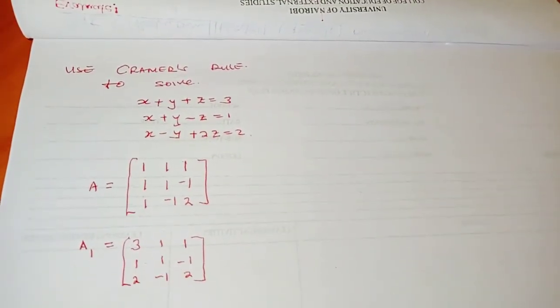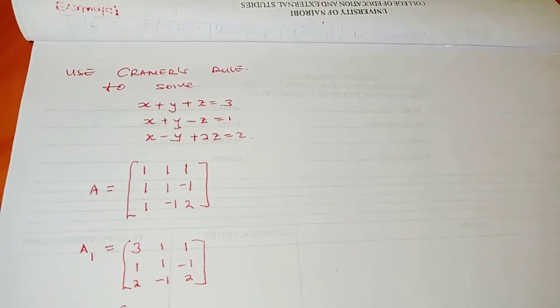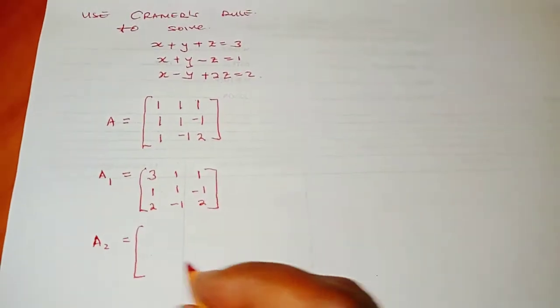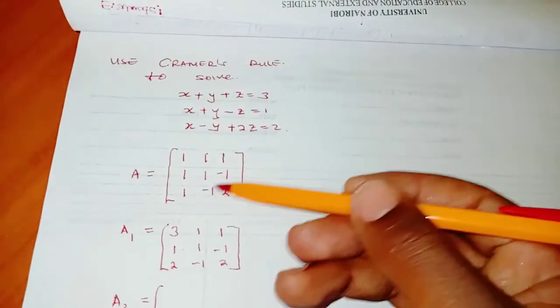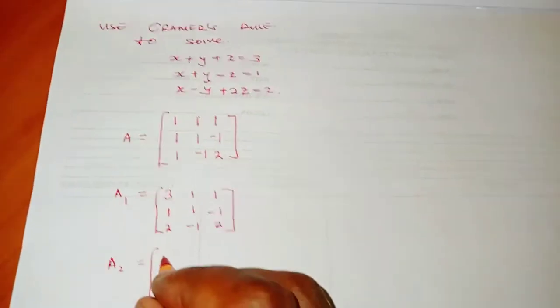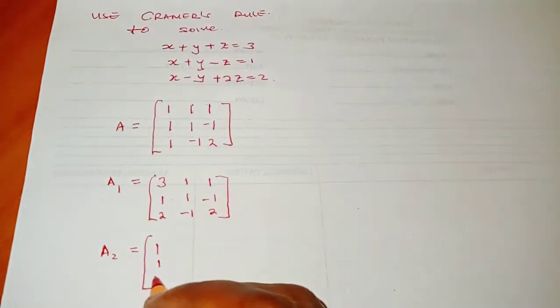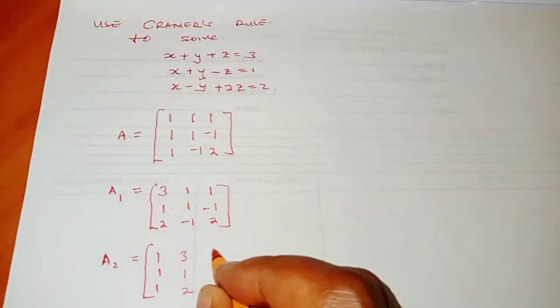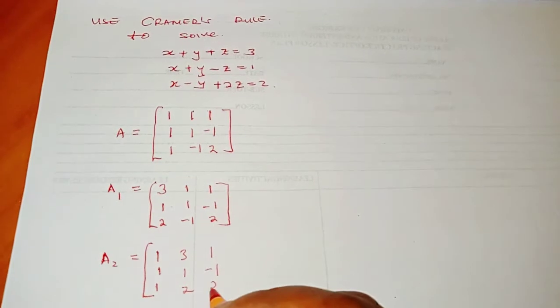So A sub 2 will be equal to the matrix where the second column here is replaced by these numbers. So we have 1, 1, 1, 3, 1, 2, 1, negative 1, 2.